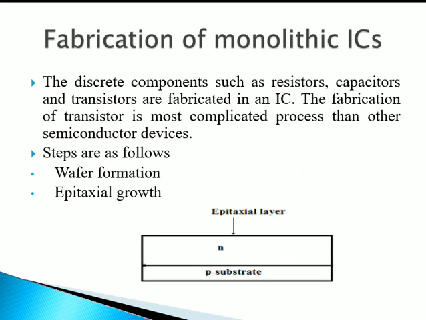Next is fabrication of your monolithic ICs. The fabrication process is very complicated, but it has to follow the steps. Your discrete components such as resistors, capacitors and transistors will be fabricated in your IC. They have their own particular steps.